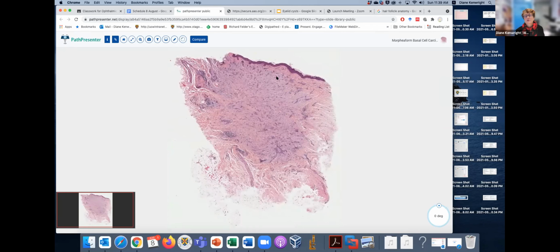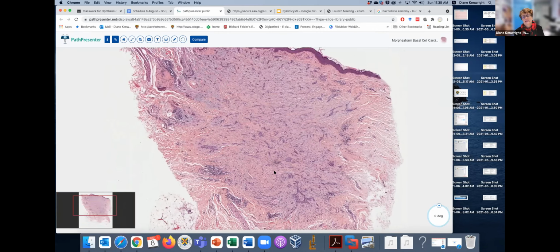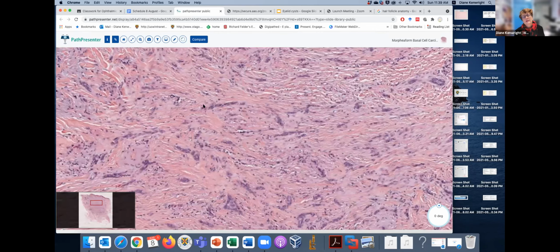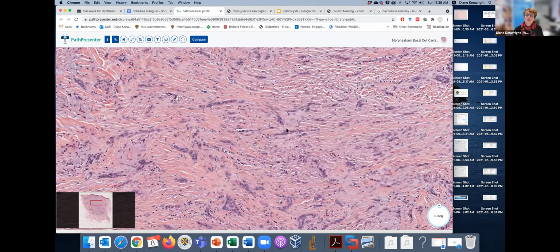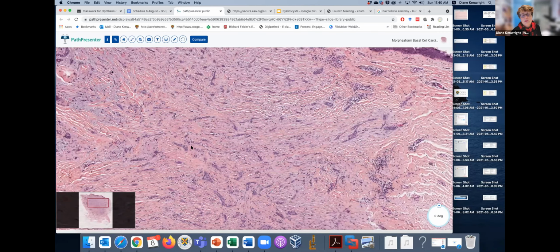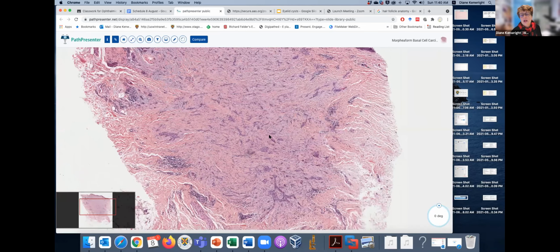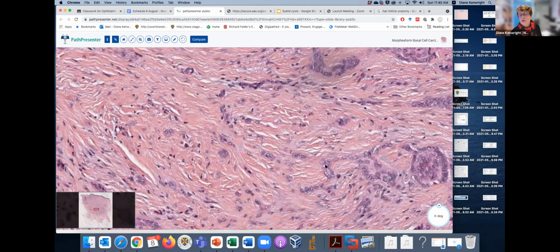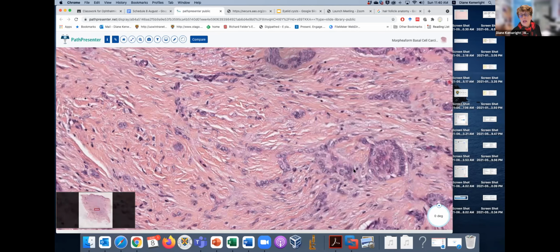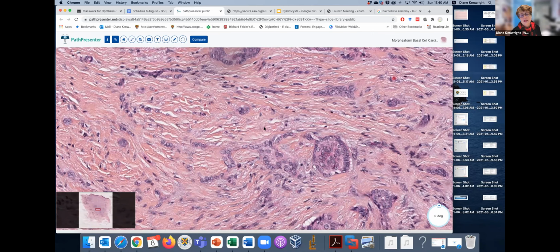Okay, so this one is quite different, isn't it? At low power, we can see the normal skin across the top, and then there's this infiltrative pattern through here. And the thing that's infiltrating is lots and lots of little strands of cells, which are blue in appearance, and then there's collagen in between them. If we look around to try and get clues what it is, there are a couple of nodules down here which start to show some palisading and some retraction artifact.